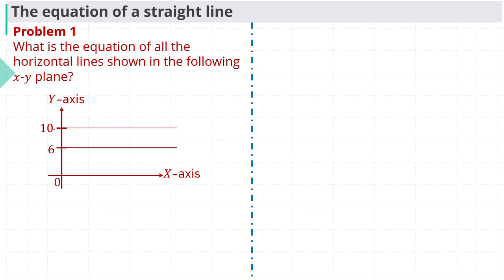Now, the first horizontal line up here passes through the y-axis at 10, and so the equation of it is going to be y equals 10. The next horizontal line passes through the y-axis at 6, so its equation is going to be y equals 6. The x-axis is also a horizontal line and it passes through the y-axis at 0, and so the equation of the x-axis is y equals 0.